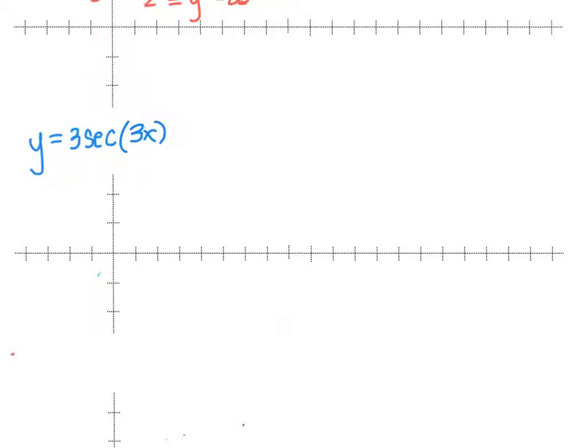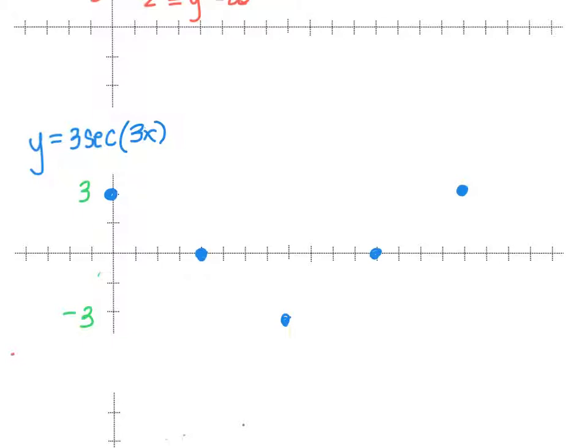Now we're doing secant. Secant is the big 5 of cosine. So do your big 5 of cosine. That's going to start here. 1, 2, 3, 4. 1, 2, 3, 4. And every 4 hash marks, we label it like we would for cosine. So what's the amplitude? Okay, the amplitude is 3 and -3.